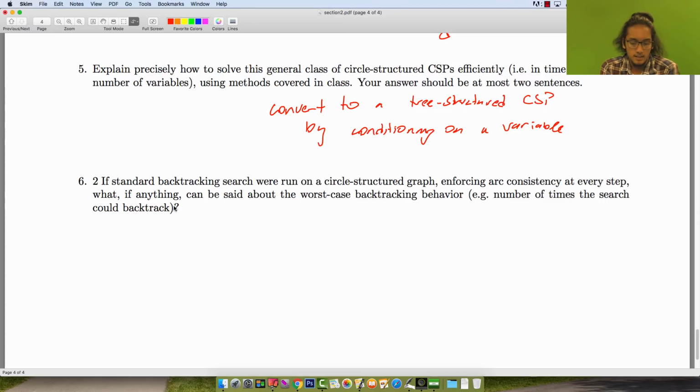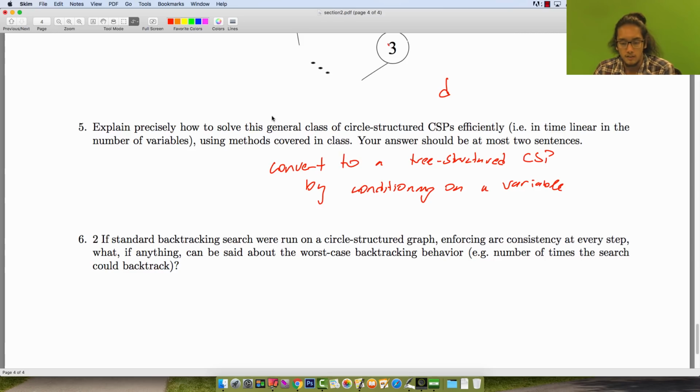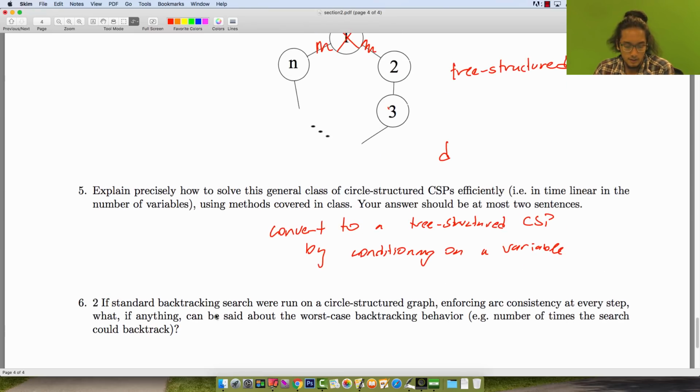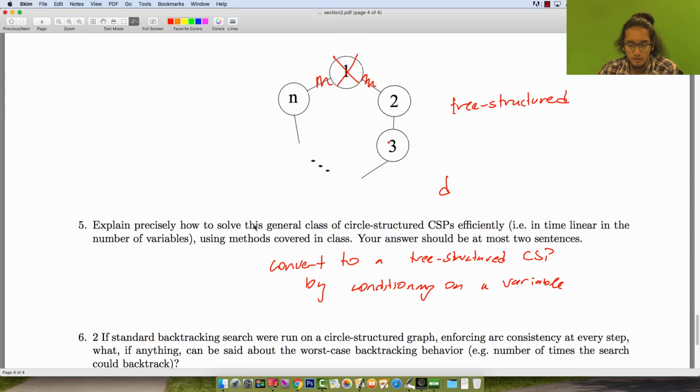Now part 6 is asking us, if standard backtracking search was run on a circle-structured graph such as the one above, and we enforce our consistency at every step, what can be said about the worst-case backtracking behavior? And for this, like this kind of comes out of our answer to the previous part, that is part 5.